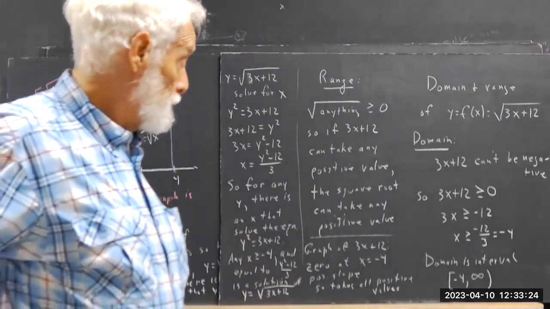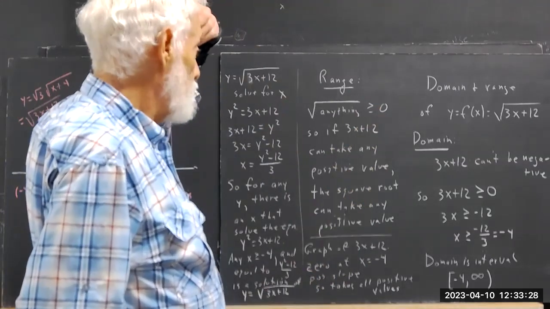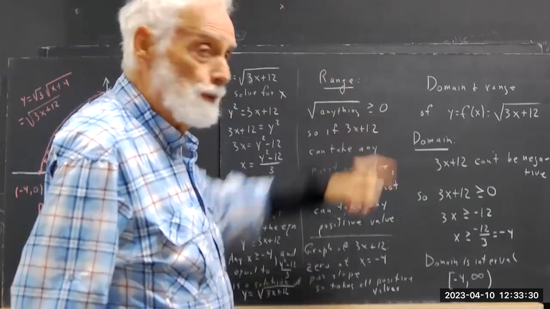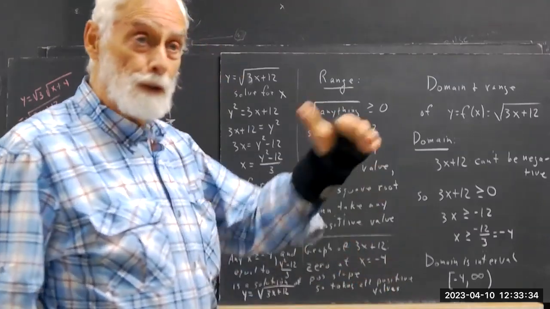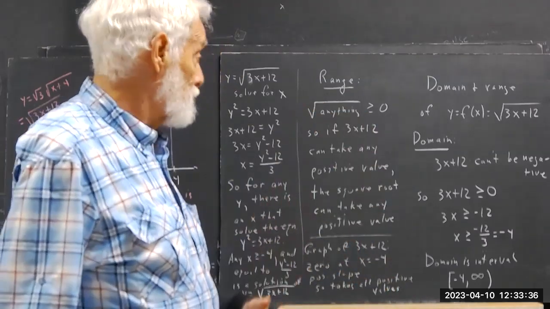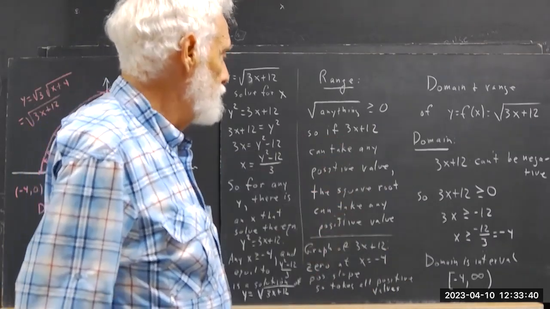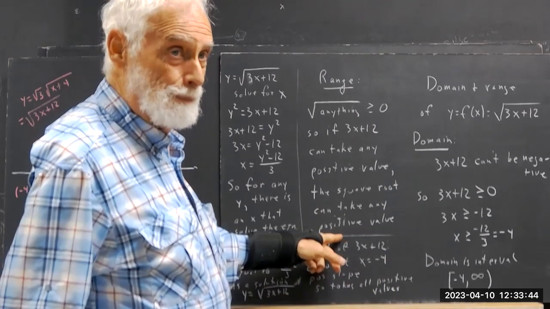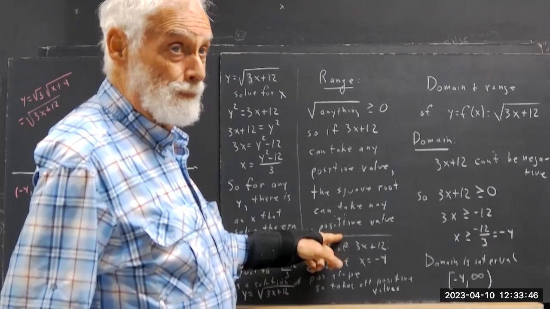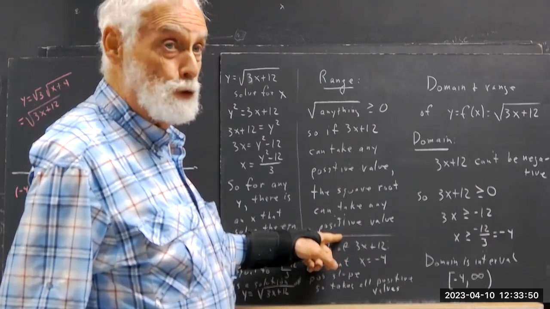Range is a little more rigorous. Everything has to be greater than or equal to 0, so you know the range doesn't include any negatives. 3x plus 12 can take any positive value, then the square root can take any positive value. It's not a rigorous statement, you'd have to prove that, but we pretty much know that it's true.